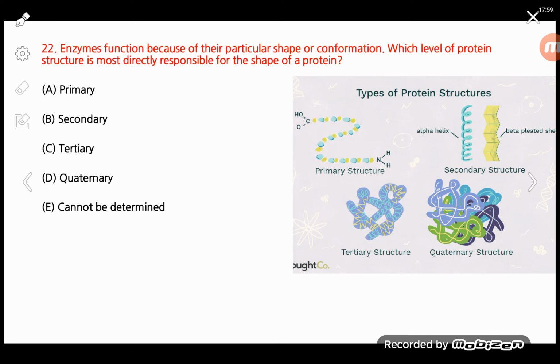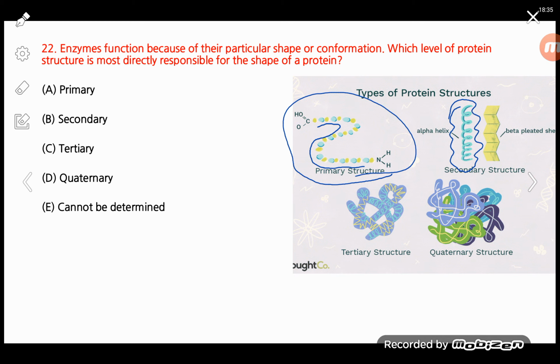Now, enzymes function because of their particular shape or conformation. Which level of protein structure is most directly responsible for the shape of a protein? Guys, you know that the primary structure is just a sequence of amino acids. Then some changes will happen, and it will become a helical structure. As you see, it looks like a helical structure. Still, the protein couldn't function.